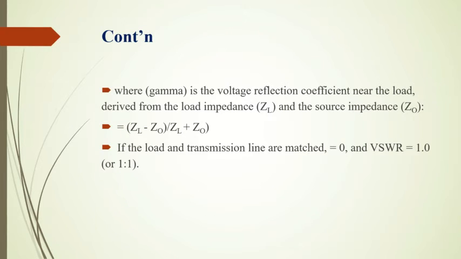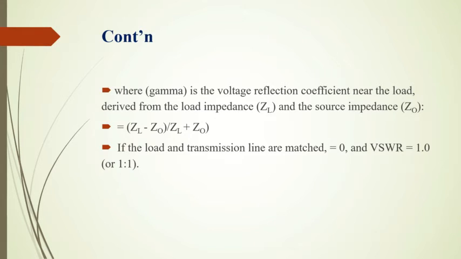Then they are explaining the above equation from the impedances, where gamma is the voltage reflection coefficient near the load, derived from the load impedance and the source impedance. So from impedances, we have load impedance minus source impedance over load impedance plus source impedance, which is giving us the same value for the VSWR.